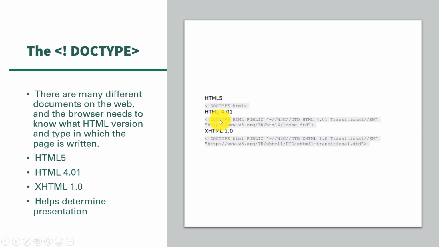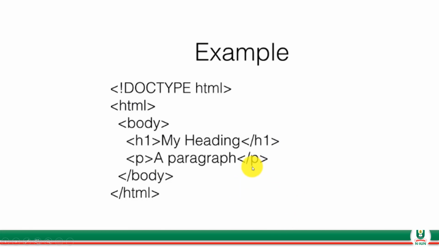Okay. If you are using an earlier version, say for instance HTML 4.0, this is the doc type declaration you usually paste at the top of your document. And if it's XHTML, this is the doc type declaration. So the doc type declaration helps determine presentation, the way the browser will understand the code that you've written and then present it to the user.